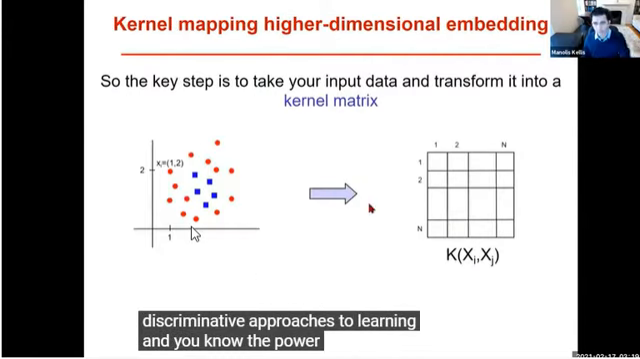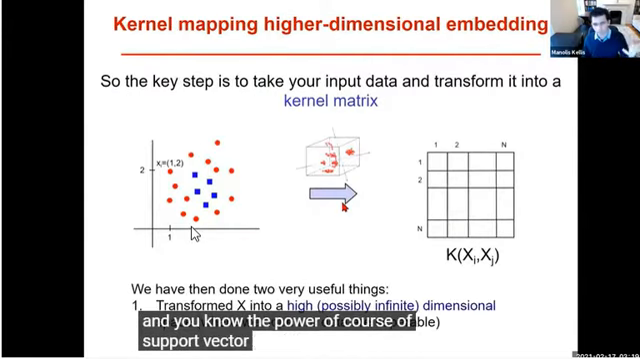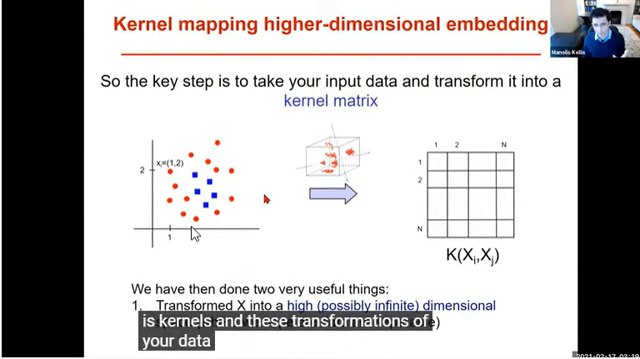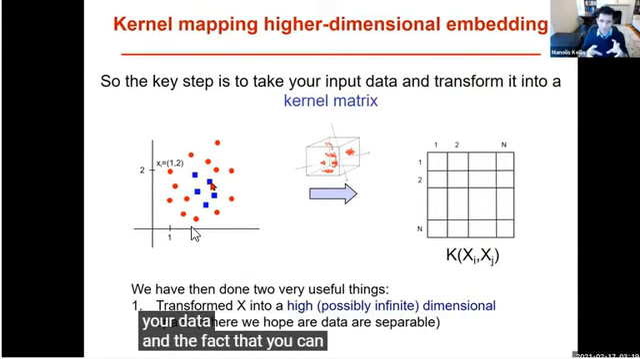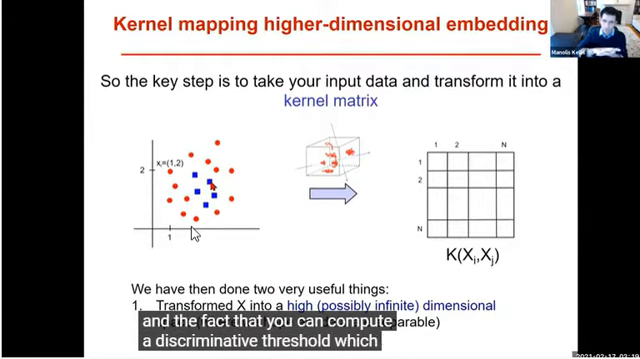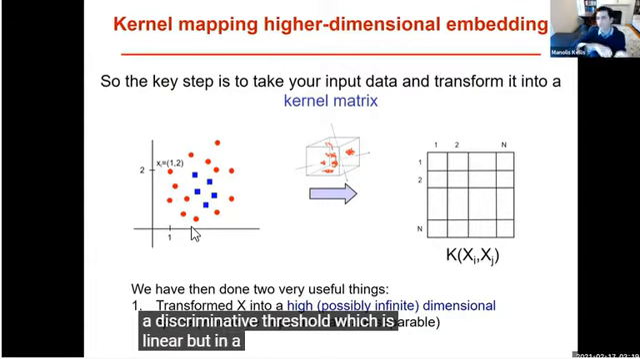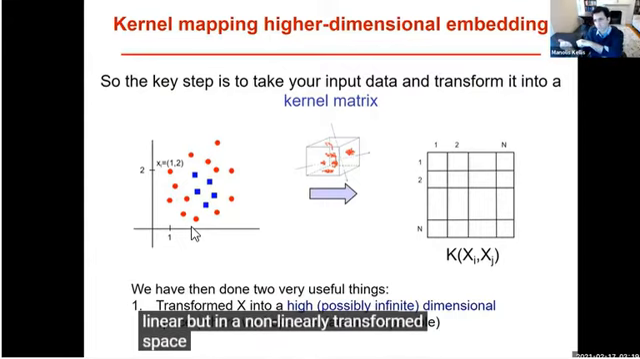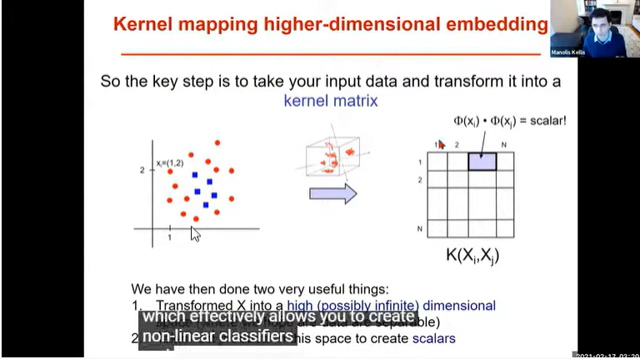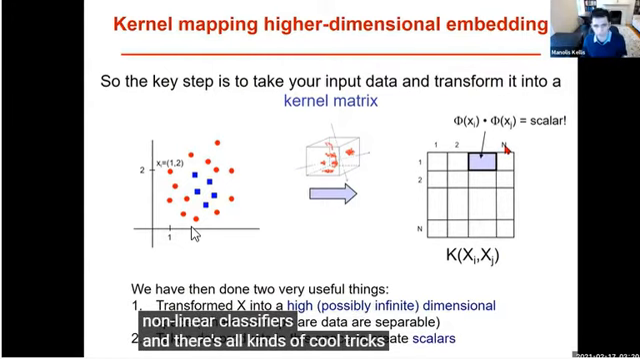And the power, of course, of support vector machines is kernels and these transformations of your data, and the fact that you can compute a discriminative threshold, which is linear, but in a non-linearly transformed space, which effectively allows you to create non-linear classifiers. And there's all kinds of cool tricks.